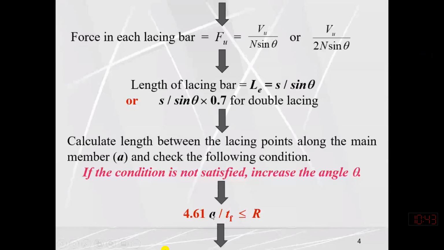If we know the A value, we check whether the slenderness ratio of the flange plate is less than the overall slenderness ratio. So we are checking this parameter: 4.61 times A over the thickness of the flange should be less than R. R is the slenderness ratio for the built-up section. If this is not satisfied, we will change the A value.